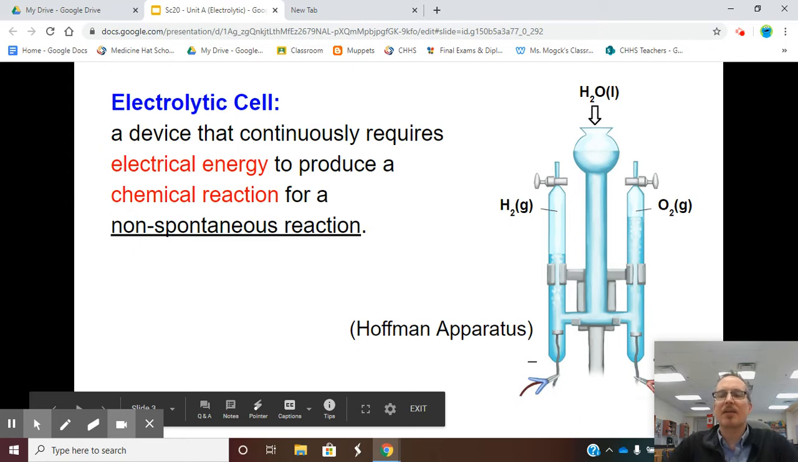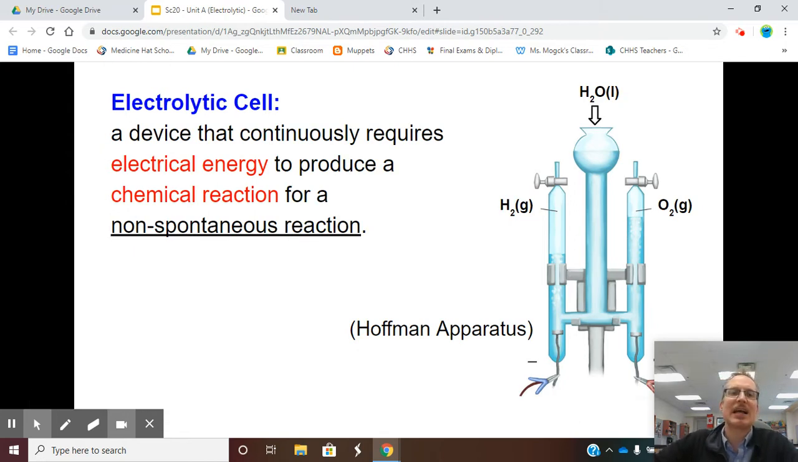So, by far, the most important part of an electrolytic cell is its definition. This is a device that continuously requires electrical energy. It requires some sort of battery source to produce a chemical reaction. This is because this is a non-spontaneous reaction.